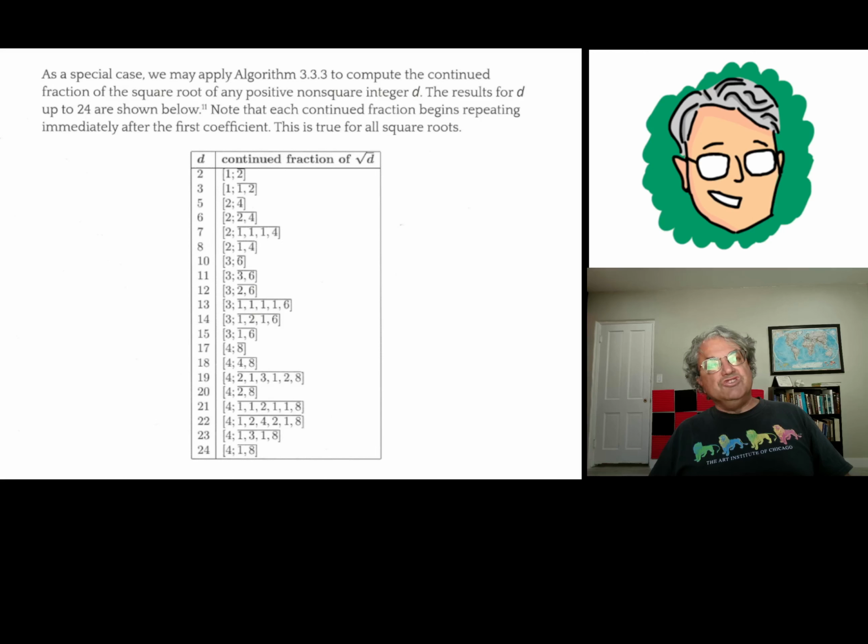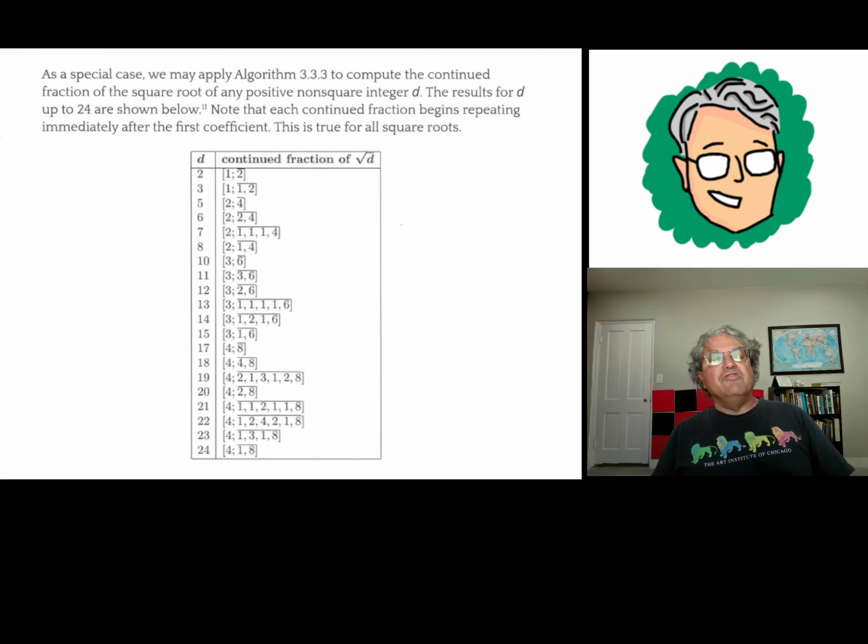And this table only goes up to 24. I guess that would be all the square roots of integers less than 25. And you can see what they look like. Some of them are pretty short, but some of them are kind of long. You don't really know ahead of time how long these things are. They're a little bit mysterious.